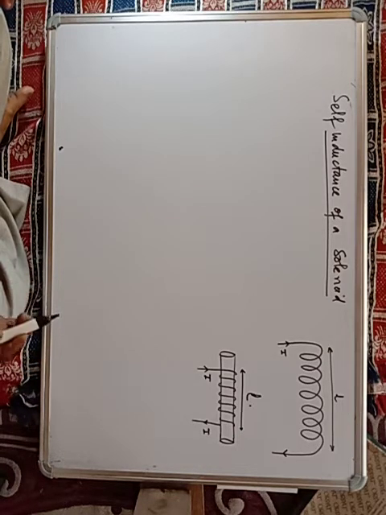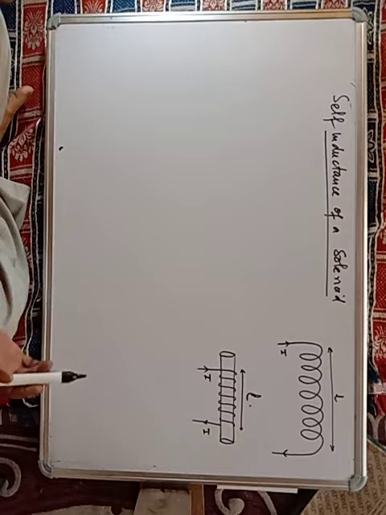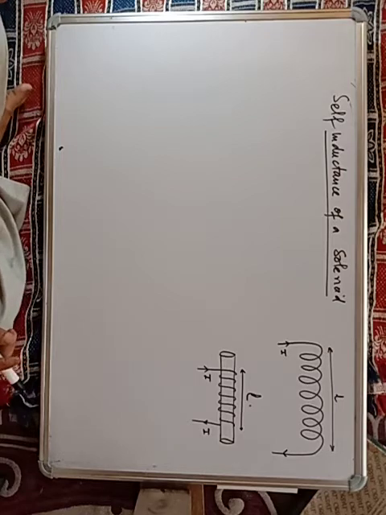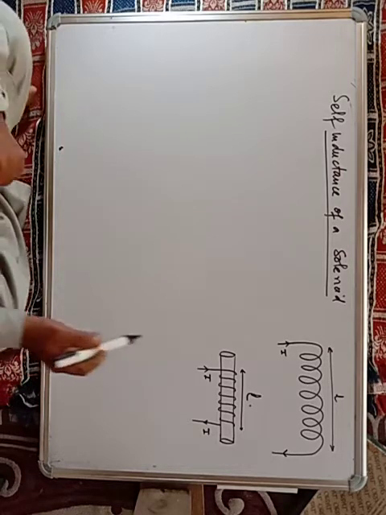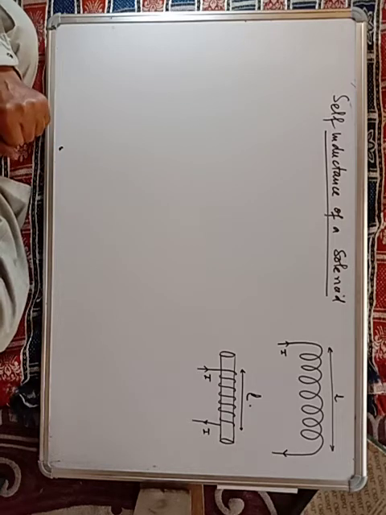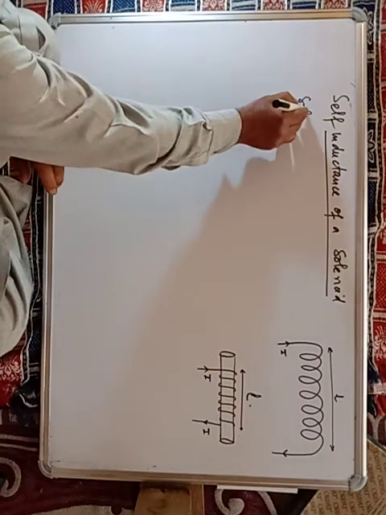When a varying current flows through it, it produces a varying field, varying flux, and it opposes the cause that produces it. So the growth or decay of the current is opposed, and that is known as self-inductance. So for this, let us consider a solenoid or a coil.